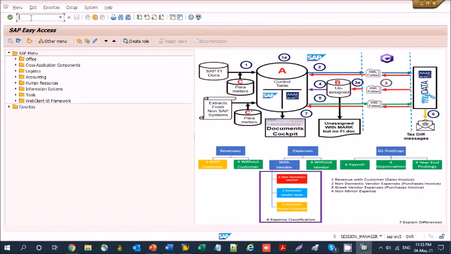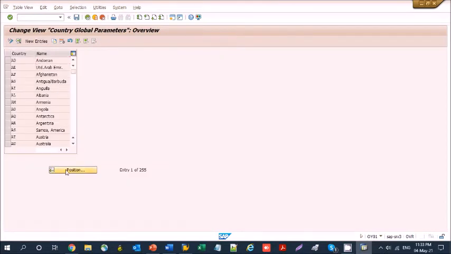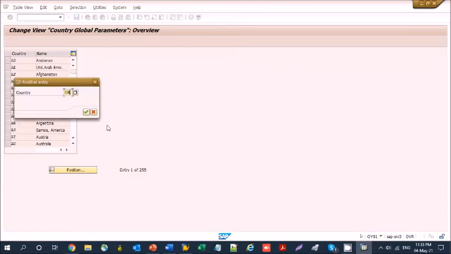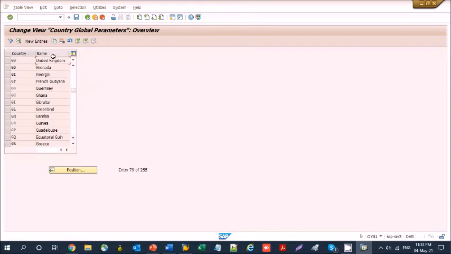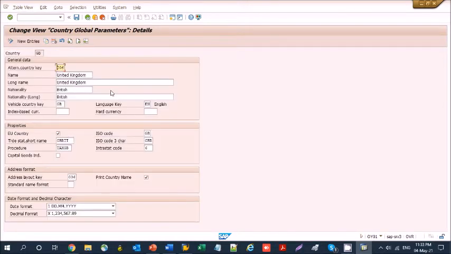Countries are defined in SAP using transaction OY01. The participation in the European Union is determined by the field EU country, which has to be maintained for the United Kingdom.